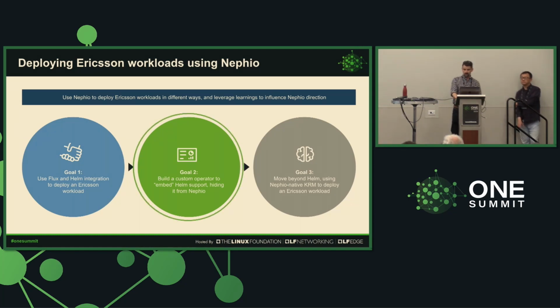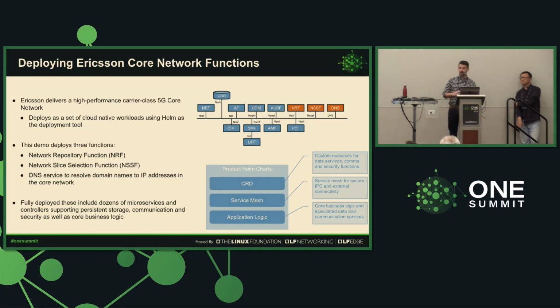Okay, so I'm going to talk a little bit about this goal too. So we took an Ericsson 5G core workload. Specifically, we took three: the NRF, NSSF, and the DNS server. And these are deployed at the minute as a set of cloud-native workloads. They use Helm as the deployment engine.